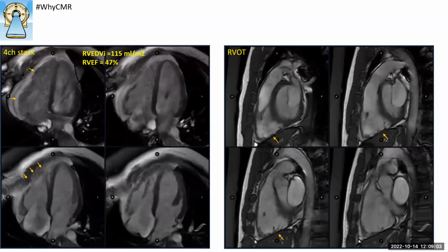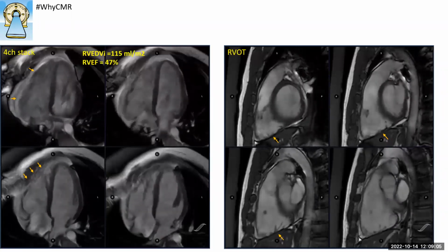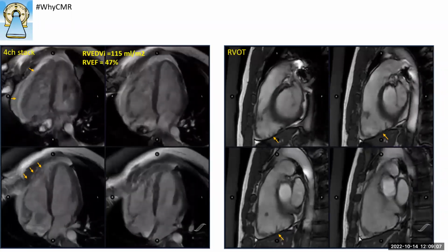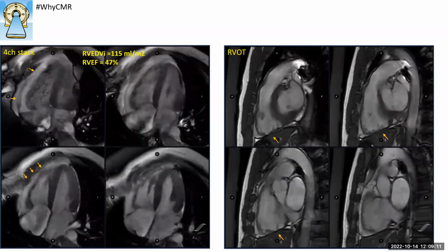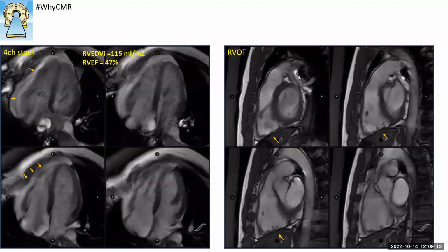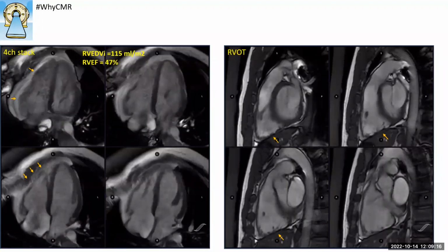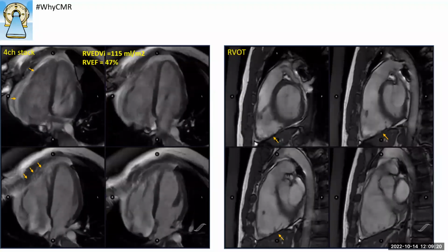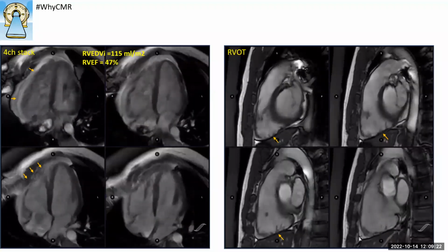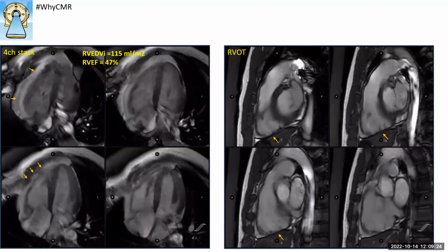At CMR, we can see that the RV is mildly dilated with mildly reduced ejection fraction. But what first calls our attention is that the RV free walls are very thin, almost indistinguishable from the surrounding epicardial fat. We also confirm the presence of regional wall motion abnormalities in the free wall and also in the inferior segments of the sagittal view of the RVOT.